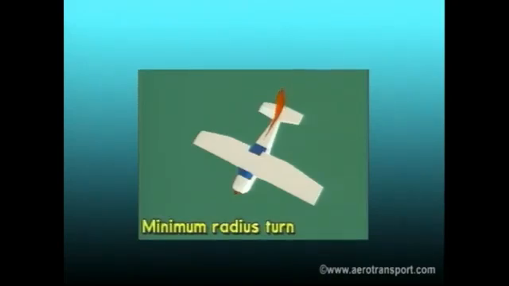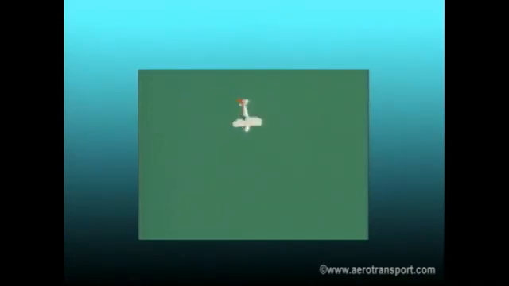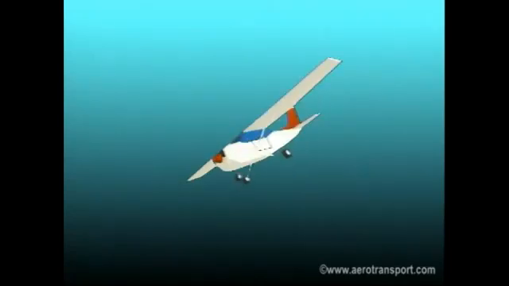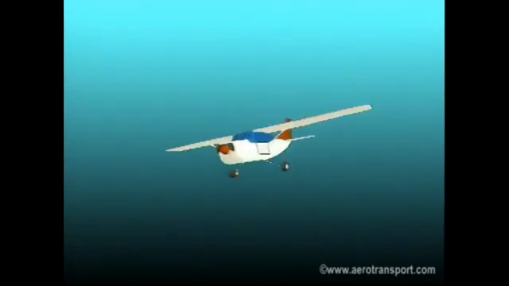Some things to watch out for. If the bank becomes too steep, the plane slips toward the center of the turn and the nose pitches down. If this is not quickly corrected, the turn can develop into a spiral, and the consequences could be fatal. If the nose pitches too far down, roll level and pull back on the control column to raise the nose.